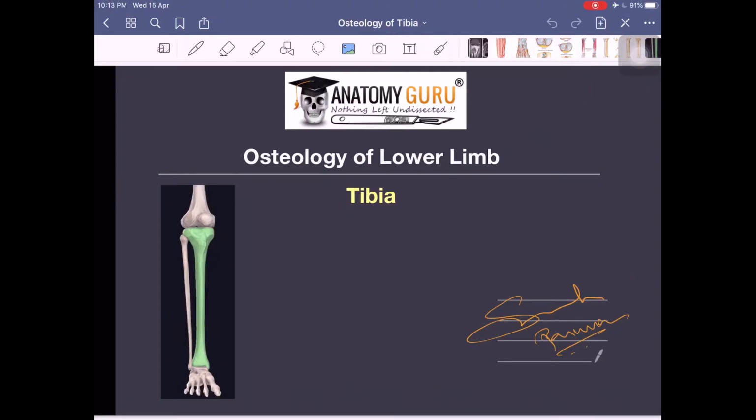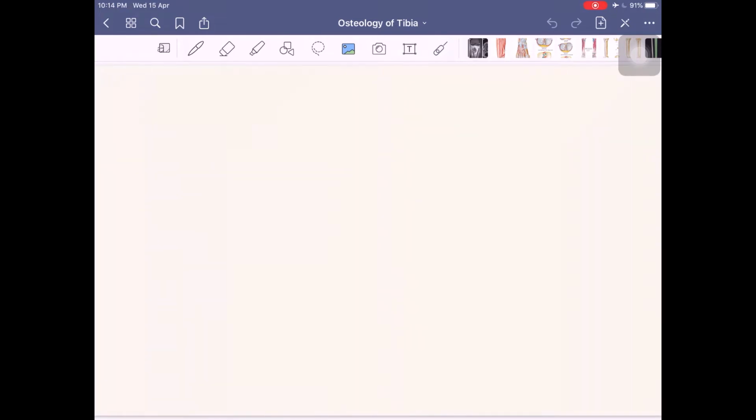Welcome back, friends. So we are done with the osteology of thigh bone, that is femur. So now we are entering the leg region. In the leg we have two bones, medial bone and the lateral bone. Medial bone being tibia and the lateral bone being fibula. So in this session we are doing the osteology of tibia. So let us begin. Tibia.